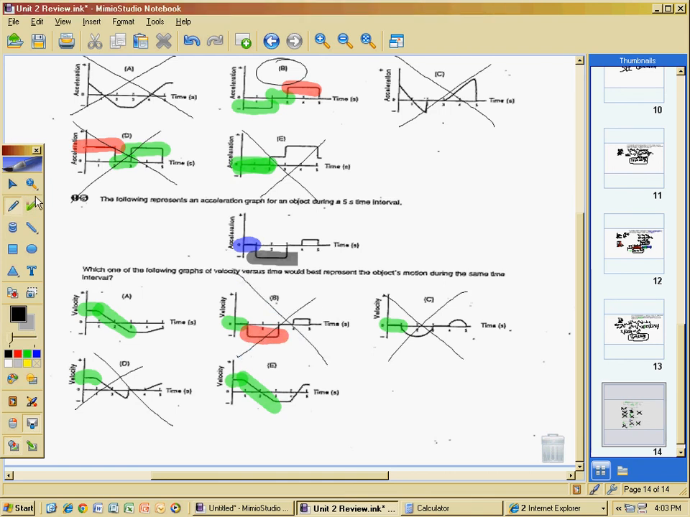All right, we look at our next section. Right here, once again, our slope is 0. So we look for a section that's got a velocity graph that's 0. And we've got here, and we have here. Both of those are still options. Last part.